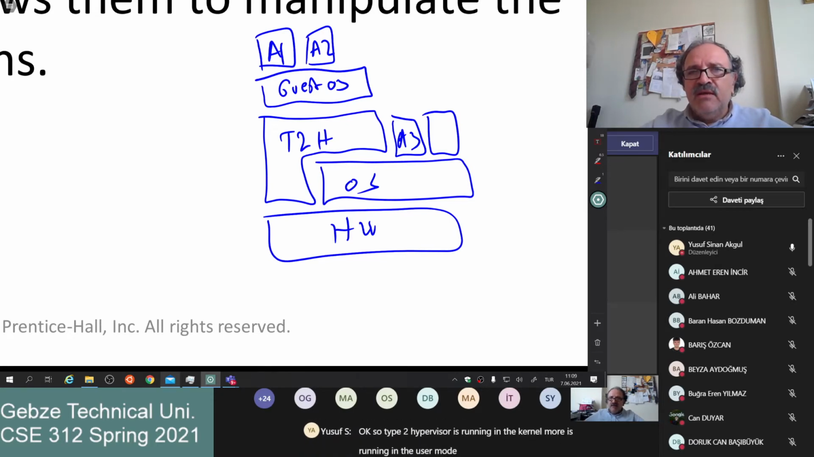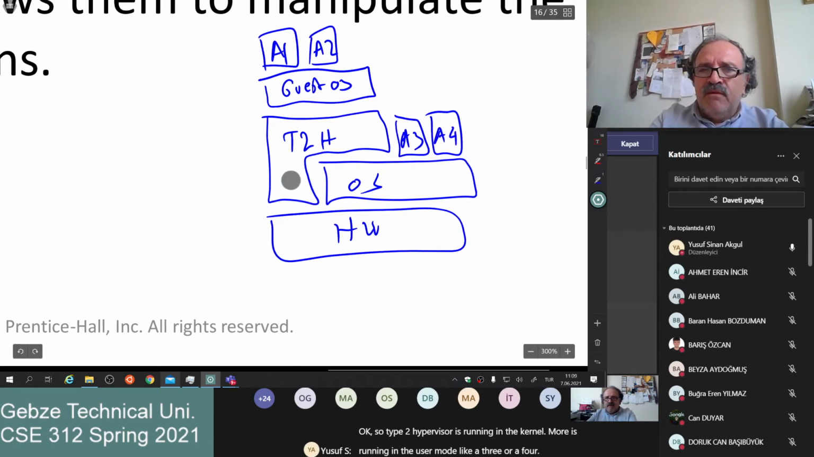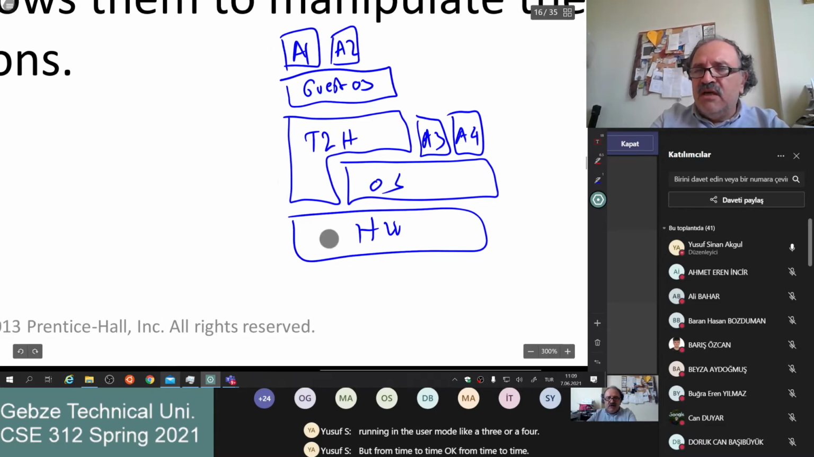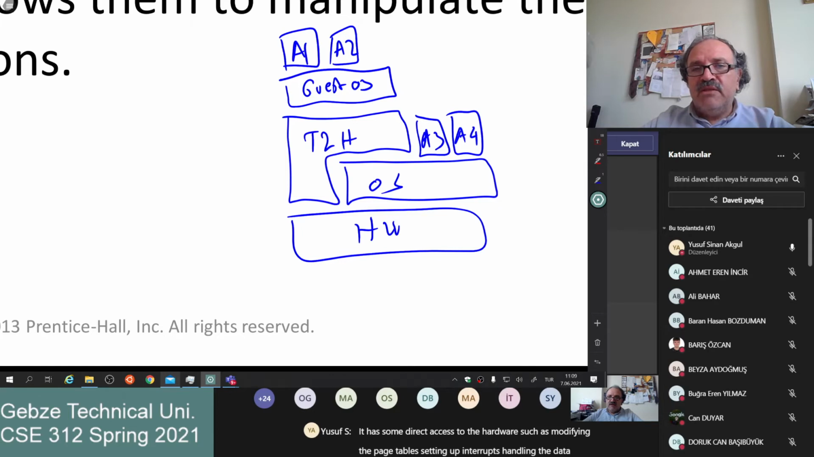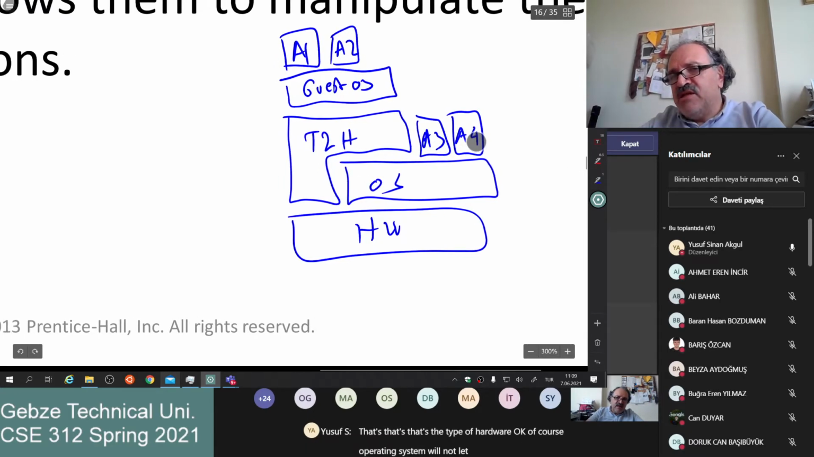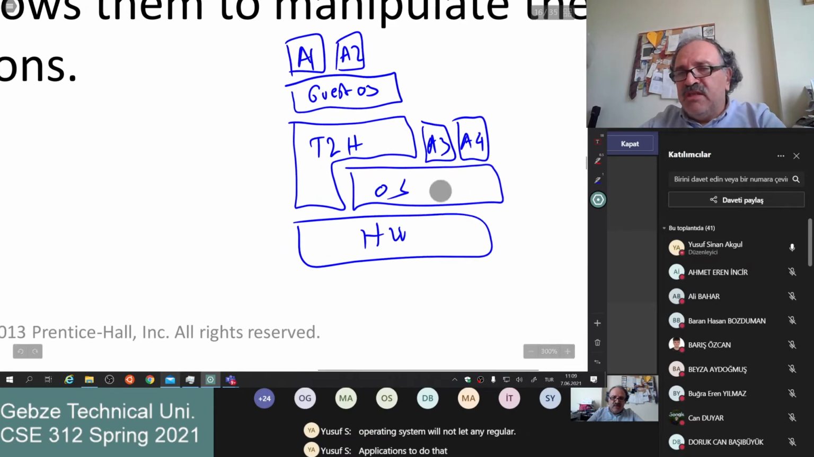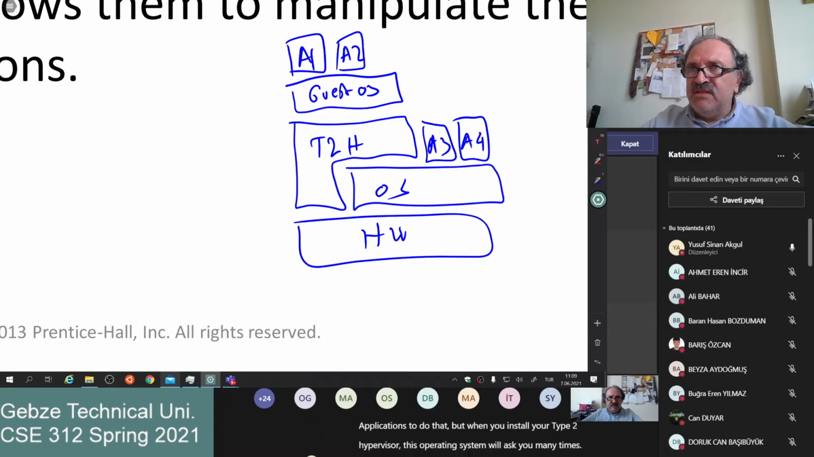Okay, so type 2 hypervisor is running in the user mode like A3 or A4, but from time to time it has some direct access to the hardware, such as modifying the page tables, setting up interrupts, handling the interrupts, and etc. That's the type 2 hypervisor. Of course, the operating system will not let any regular application do that. But when you install your type 2 hypervisor, the operating system will ask you many times, are you sure you want to do that?